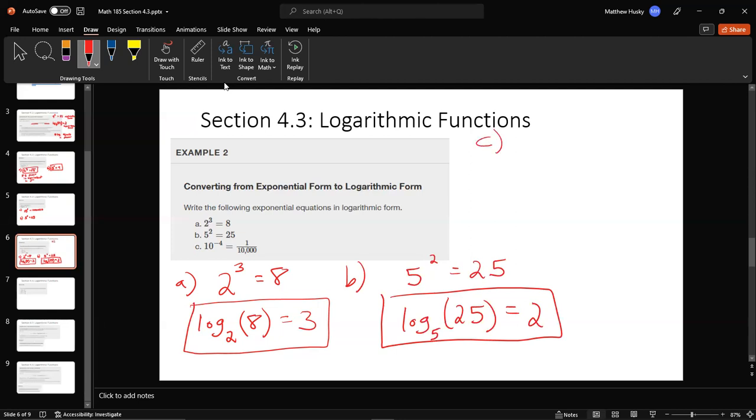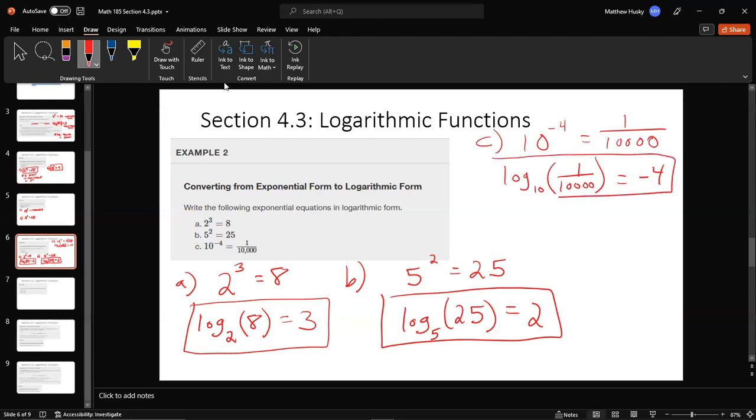Finally, we'll put this one over here. 10 to the negative 4 equals 1 over 10,000. So this is log base 10. The number that's over here comes over to the other side, 1 over 10,000. And then what the log equals is a power. It equals negative 4. And actually, we're not quite done yet. There's one more thing I want to say.